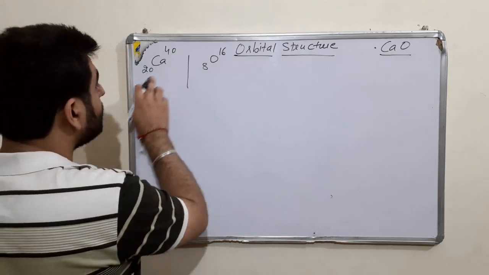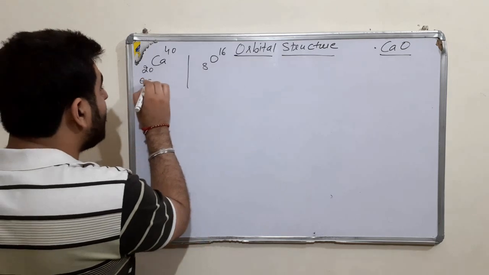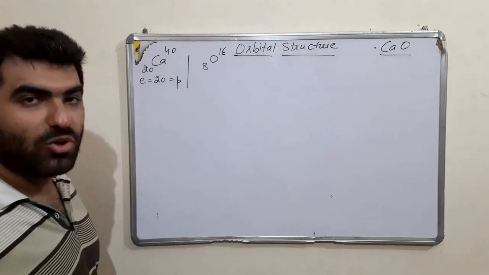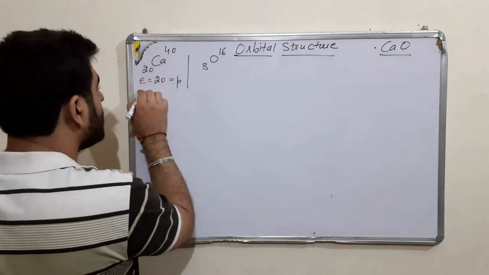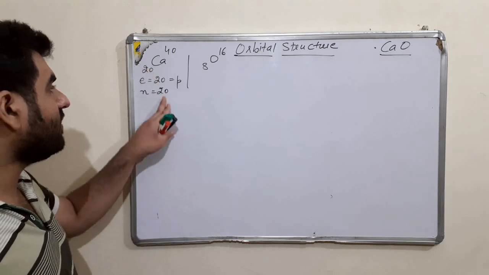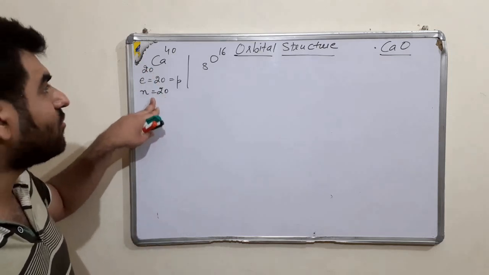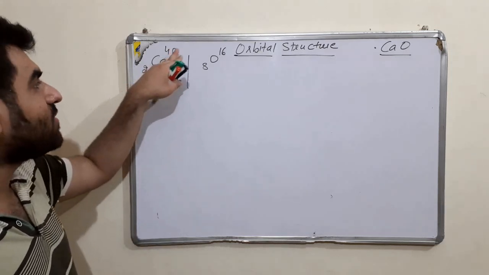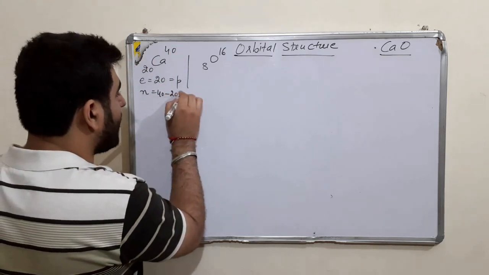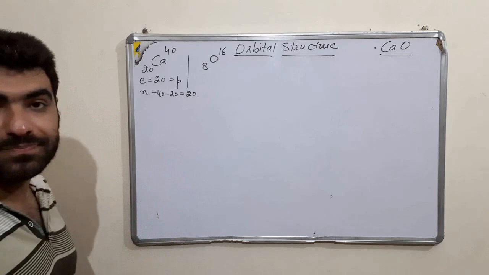Now, how many electrons are there? 20. How many protons are there? 20. How many neutrons are there? That is also 20. How to calculate neutrons? 40 minus 20, that is mass number minus atomic number, so 40 minus 20 will give 20.